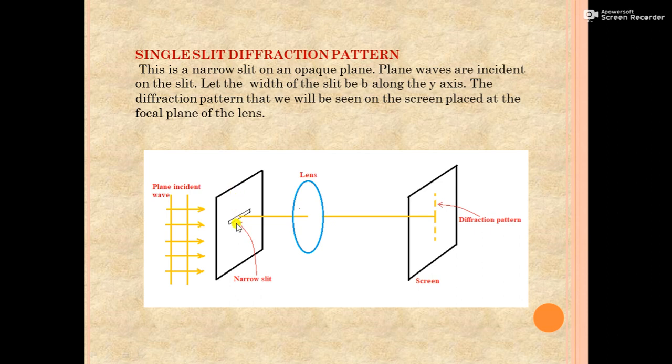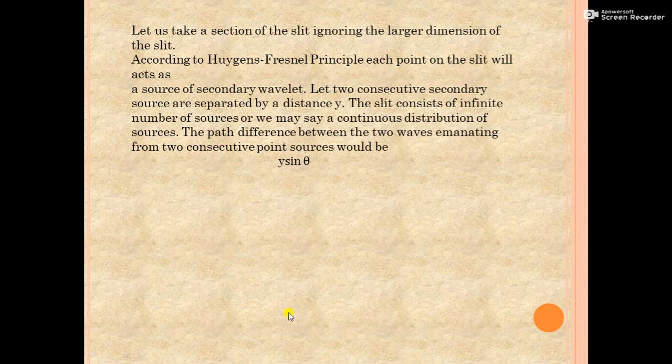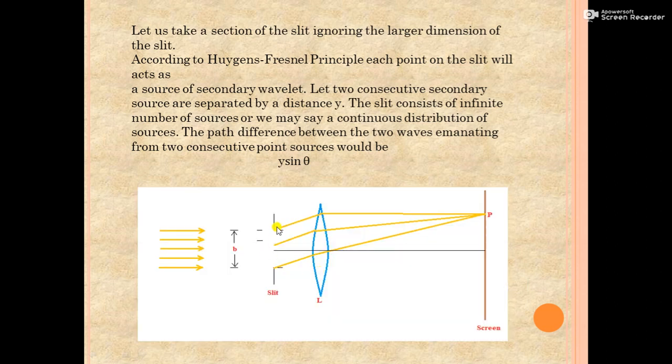And let us take the section along this direction. So the section of the slit along the y direction looks like this. This is the section of the slit along the y direction, and that depth is b. So we have ignored all other dimensions in comparison with the dimension b. Why we have neglected the other, larger dimensions will be made clear in the next few slides.